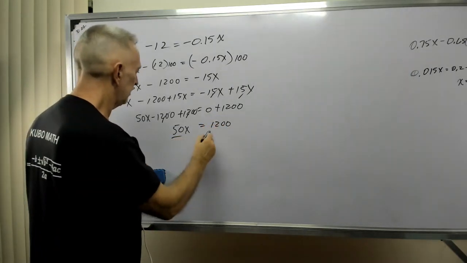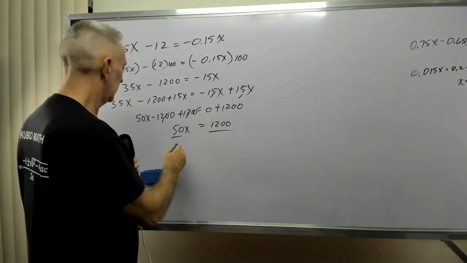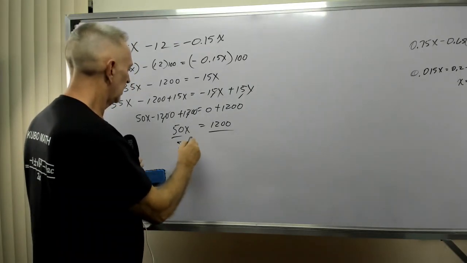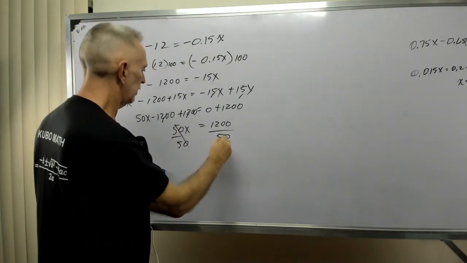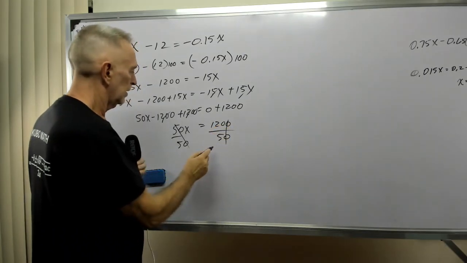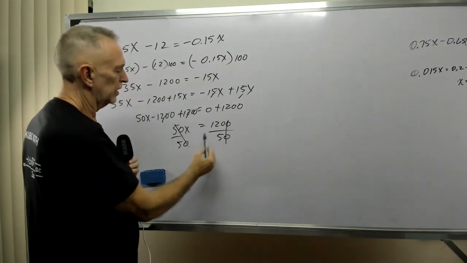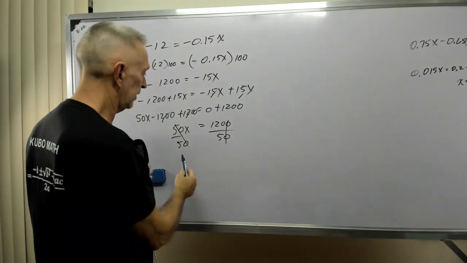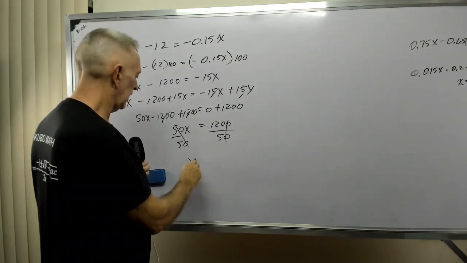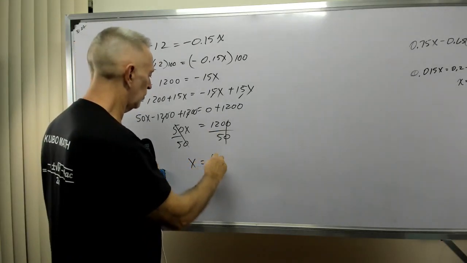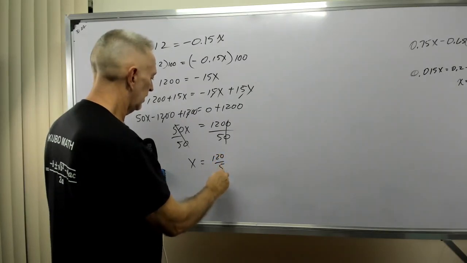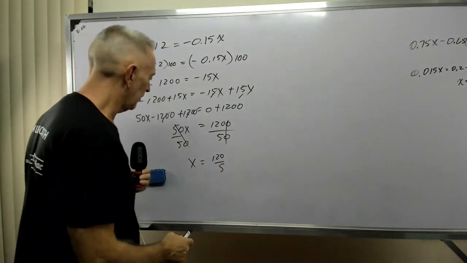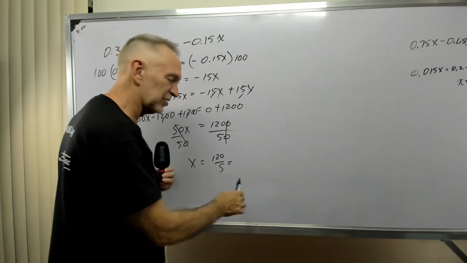Okay, so divide both sides by 50. So 50 over 50, and that's 1. So I can wipe out one set of zeros immediately. So I have x equals 120 over 5. You may be thinking, big whoop, what is that? Okay, let's go old school.